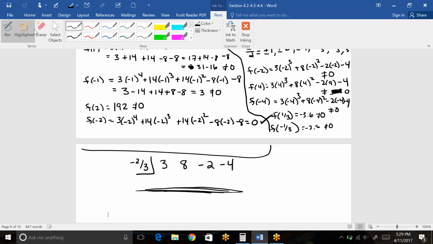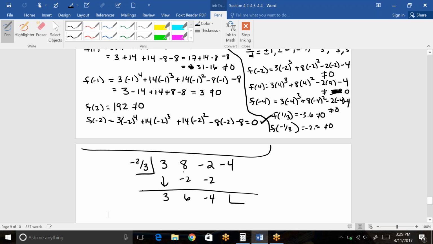There's my synthetic division. That's horrible. Let me erase that. Okay. So we're going to pull down our 3, because remember that's how we always start synthetic division. Multiply it by what's up in the box. So that would be a -2. Add the column, multiply by this. So that would be -12 over 3, so that's -2. Add the column, multiply.